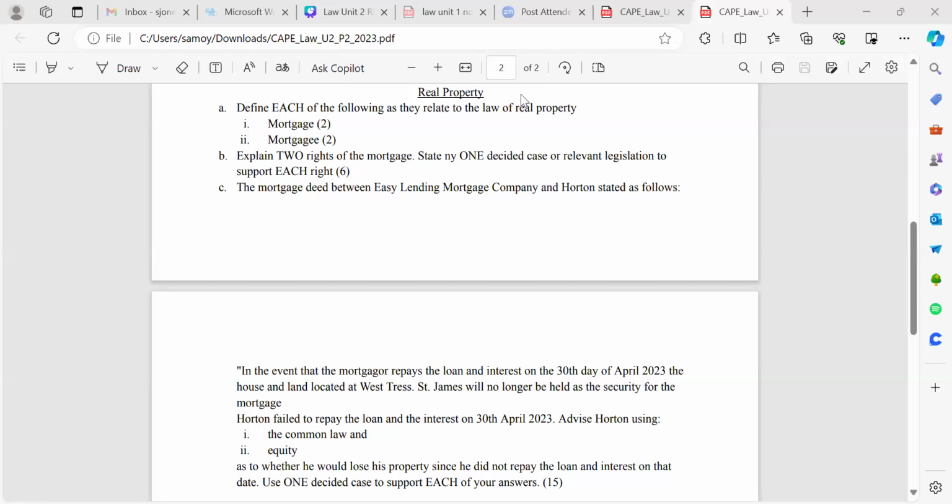A mortgage is basically a real security for the repayment of a loan. Thank you. That was short and sweet. All right. 2 marks given. Right, so somebody define mortgagee. Basically, the mortgagee would be the financial institution or the bank that would be receiving the repayment.